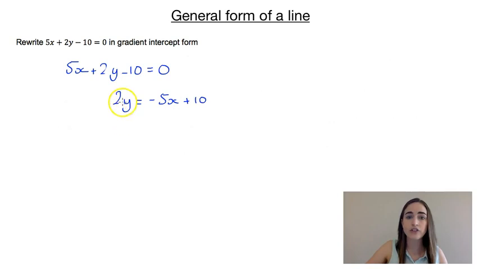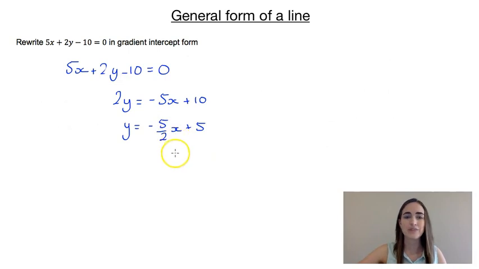And then to get the y on its own, I'm going to divide everything by 2. So I'm going to have y equals minus 5 over 2x plus 5. And that is in gradient intercept form.